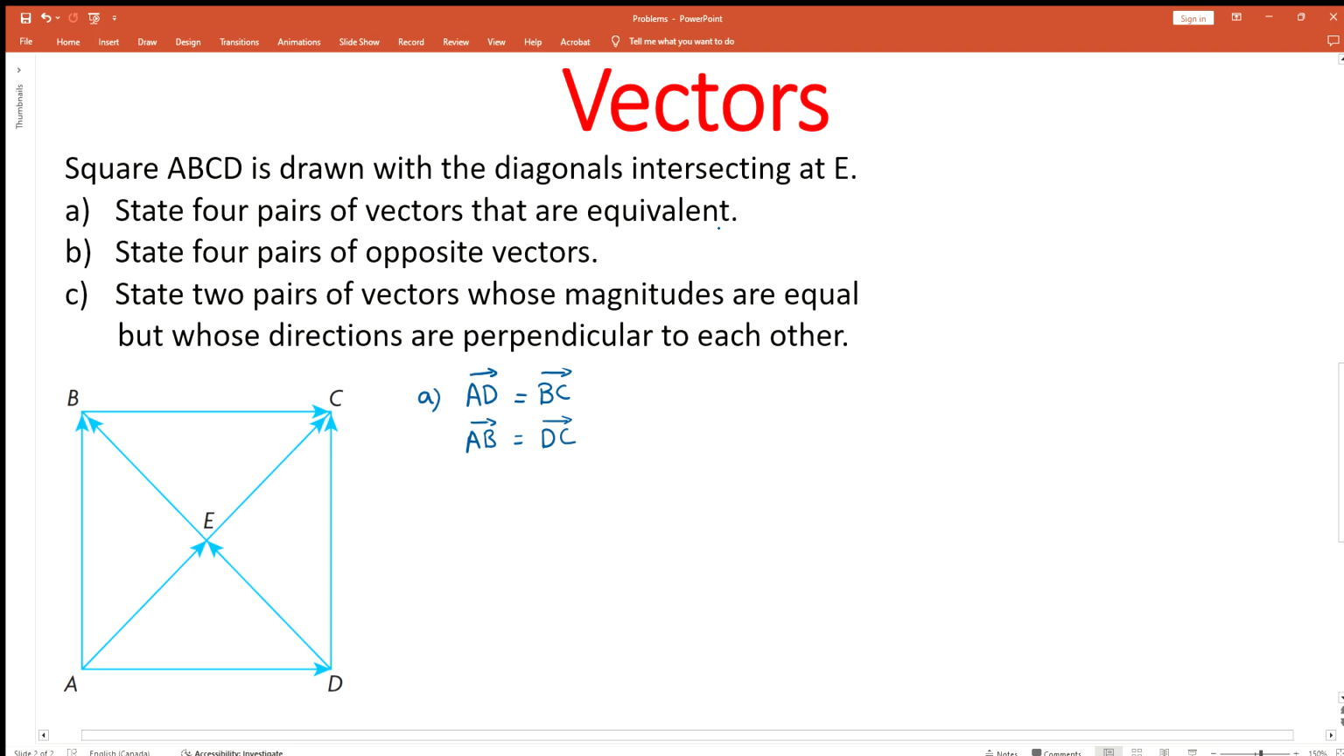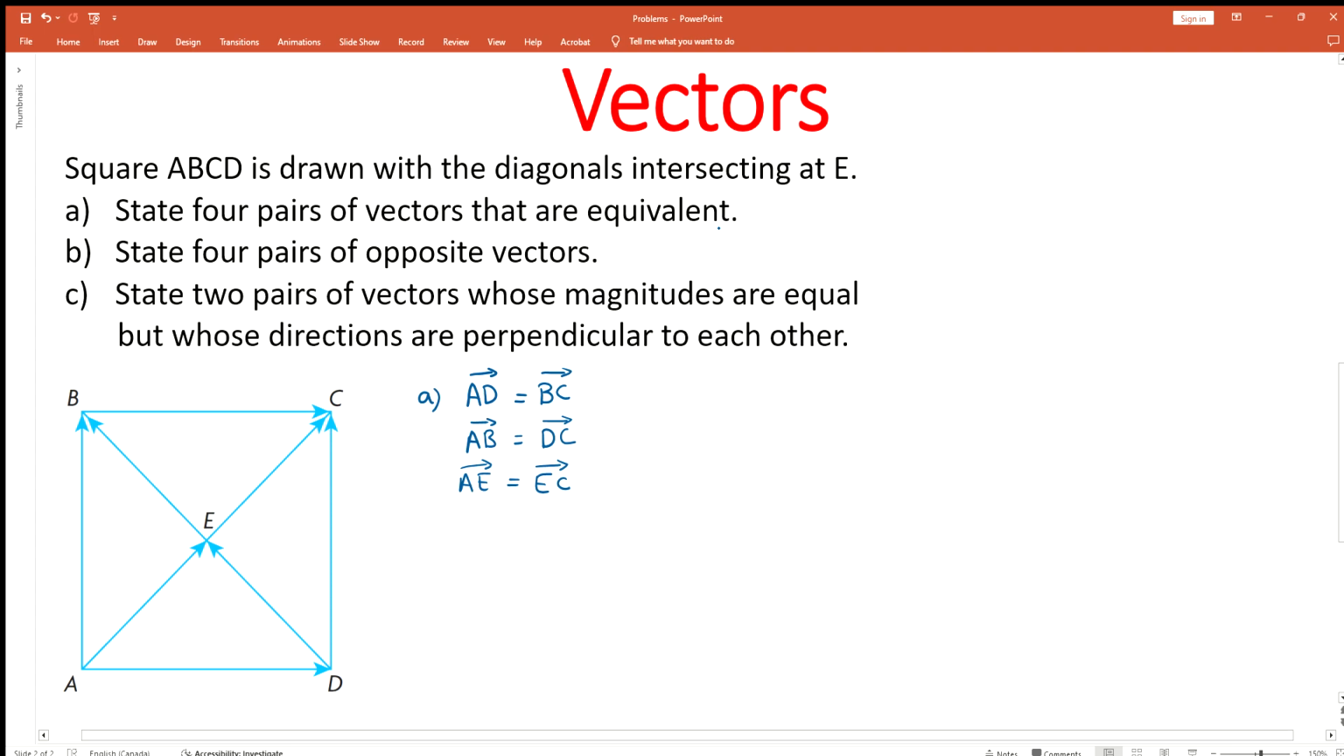As I mentioned earlier, diagonals of a square bisect each other. That means the diagonals divide each other into two equal parts. Therefore, length of line segment AE is equal to the length of line segment EC. Line segment AE is represented by vector AE and line segment EC is represented by vector EC. Since these two vectors have the same magnitude and same direction, vector AE is equal to vector EC.